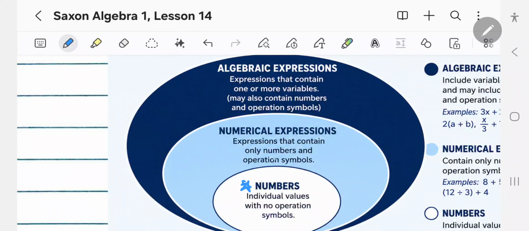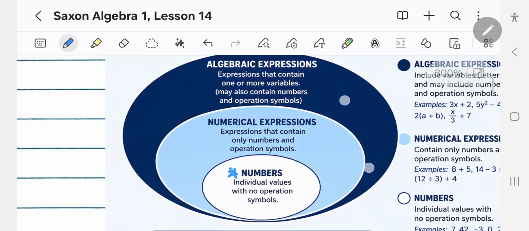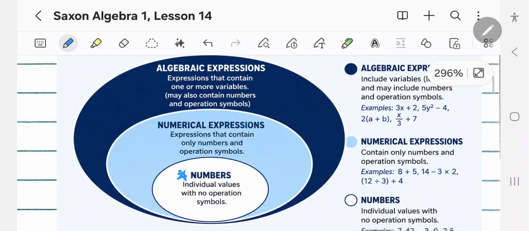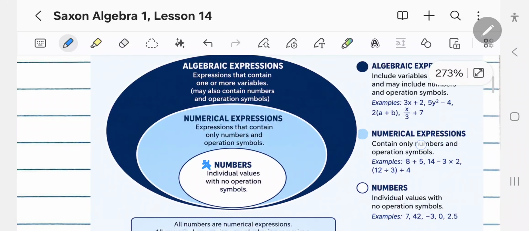Then you have numerical expressions, which are expressions that can contain only numbers and operation symbols, like we were just looking at. And then you have the algebraic expressions, expressions that contain one or more variables. They may also contain numbers and operation symbols. And there are some examples over here to the side. Algebraic expressions are going to have your variable in there. Not all of them, because as you can see, algebraic expressions include numbers and include numerical expressions.